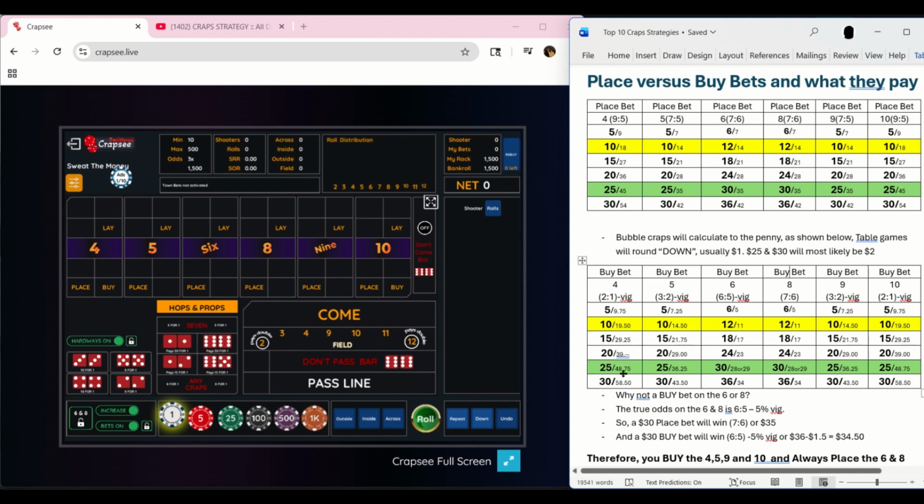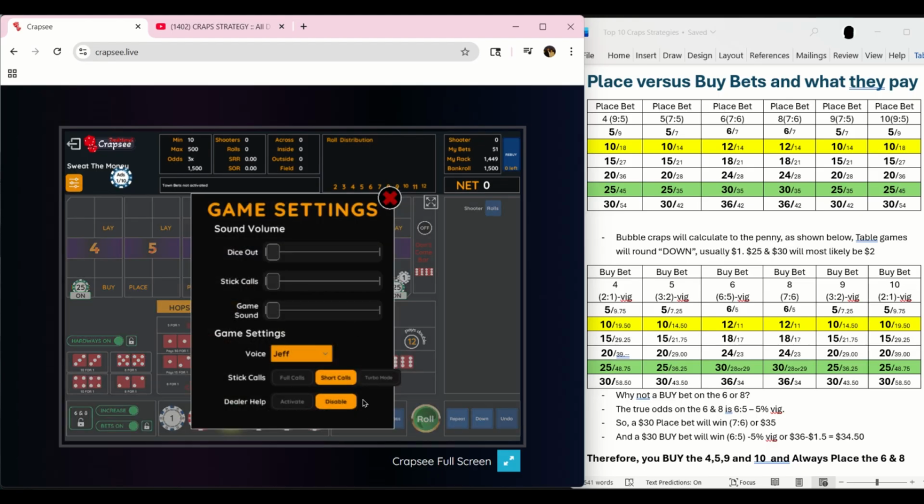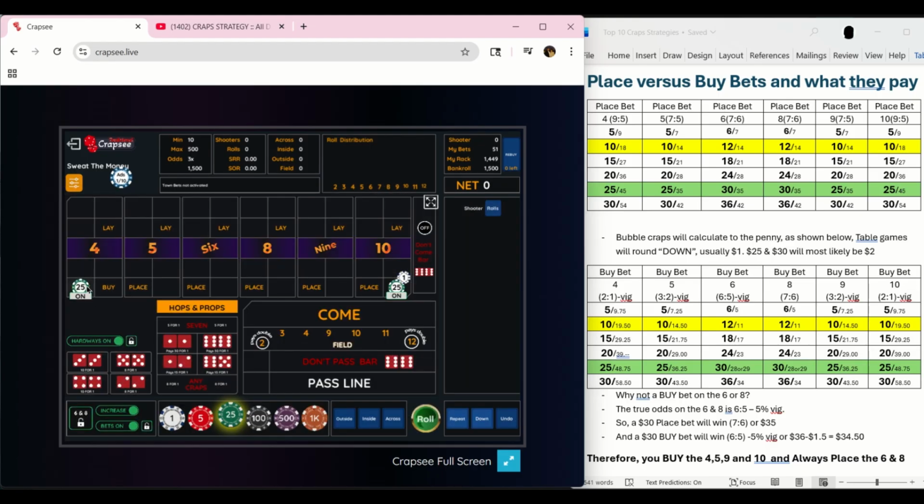Okay. We can kind of test this out a little bit. Let's put a $25 place bet on the 4 and a $25 buy bet on the 10. Now here it's actually showing it's a $1 vig. So probably above 25 they'll take the $2. But let's just see what this is. Let's just roll a little bit and see if we can get a 4 or a 10. And again, the 4 and the 10 pay the same.